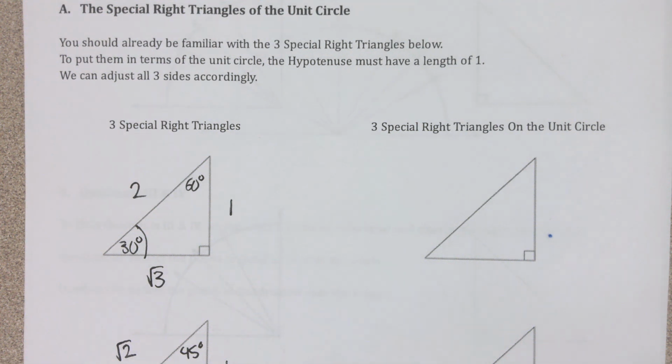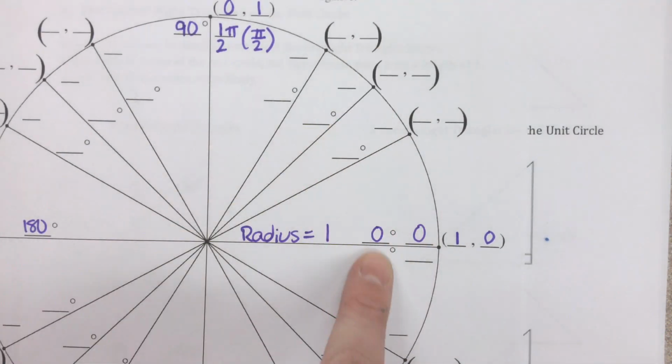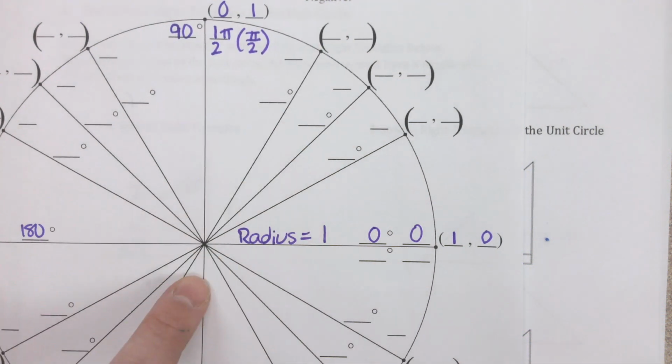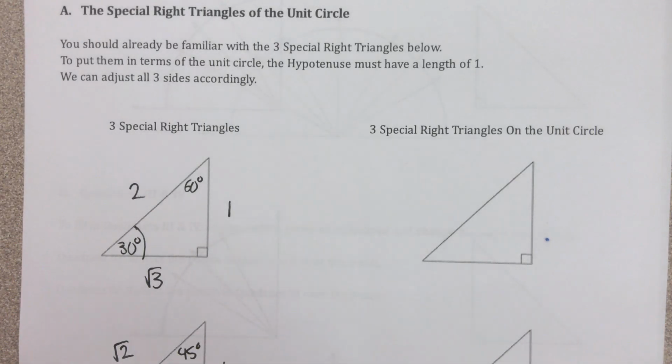To put these triangles in terms of the unit circle, the hypotenuse must have a length of 1. If we look at the unit circle real quick, we can form triangles out of all of these radii, radiuses, and they all have a length of 1. So we're trying to create those triangles. So our hypotenuse in our first triangle is 2.